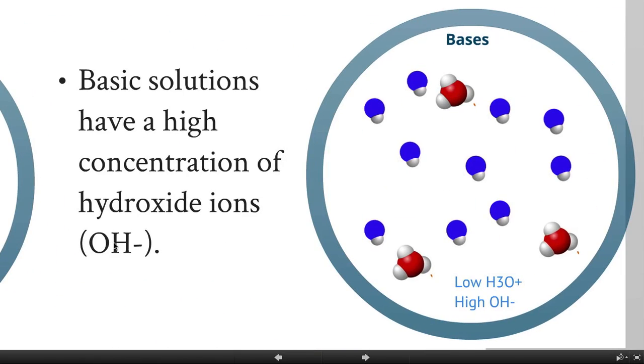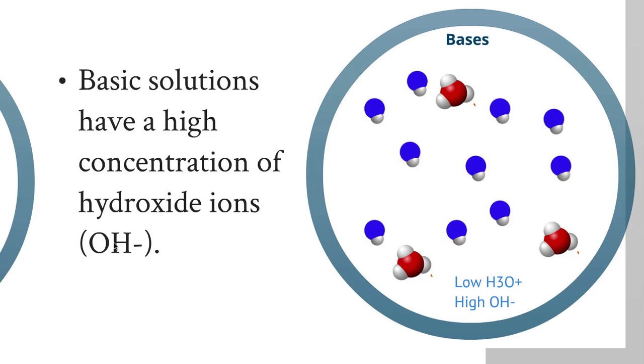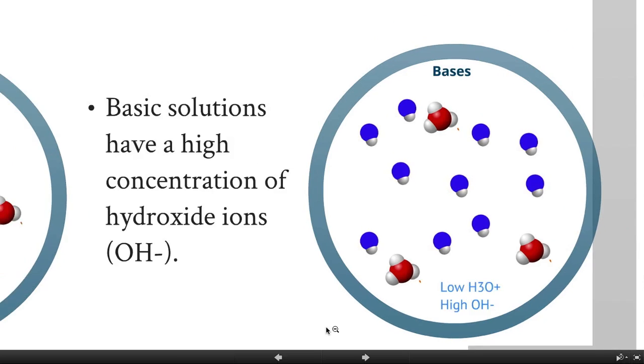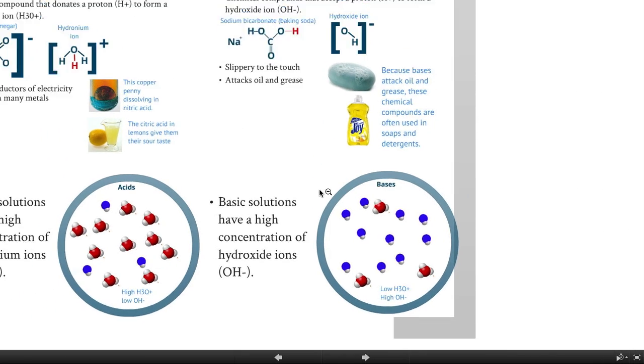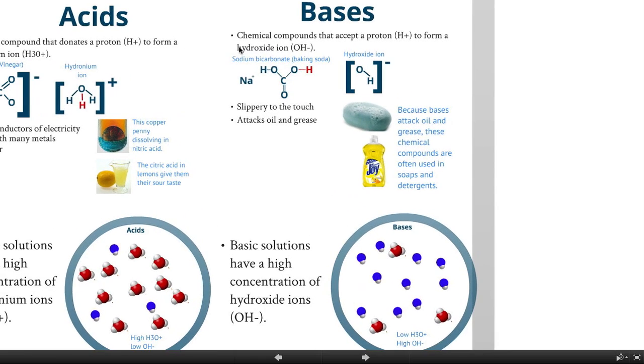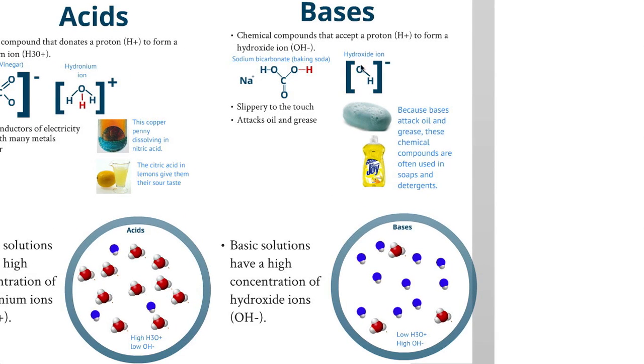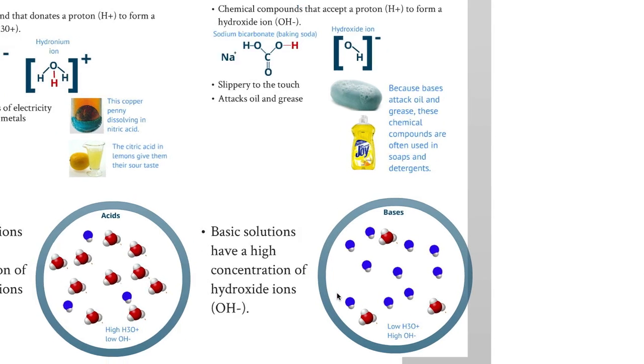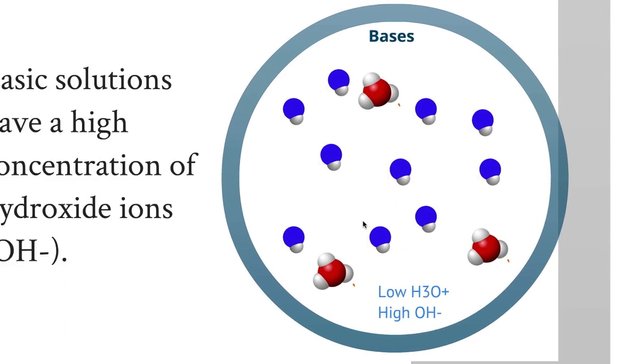Now, basic solutions have a high concentration of hydroxide ions, OH-. So over here, I have a low concentration of hydronium, a little bit of H3O+, but I have a lot of OH-. And why is that? Well, because if I have a whole bunch of baking soda molecules in water, it's going to steal all of the protons, leaving hydroxide ions in its wake. And that's why it looks like that.